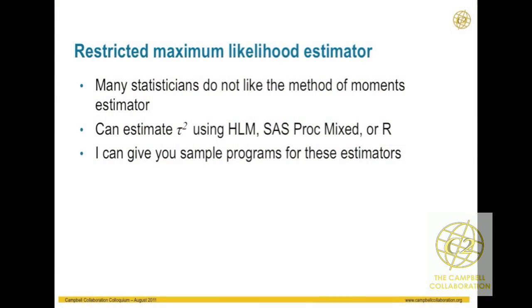But many statisticians don't like the method of moments estimator. I know, my life is so exciting. I spend a lot of time arguing with people about the DerSimonian-Laird estimate versus some other estimate. But we can estimate that tau squared using HLM, SAS Proc Mixed, or R. I can give you those programs. They're more stable estimates. They're more conservative estimates as well.